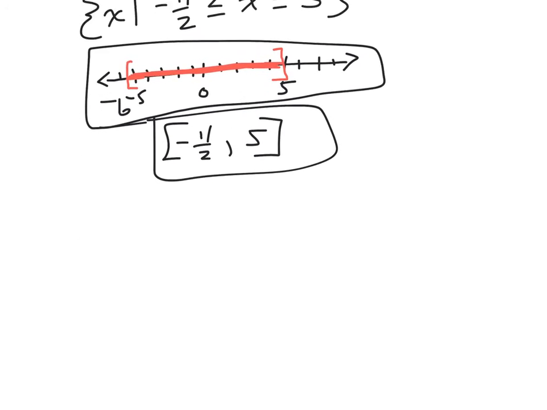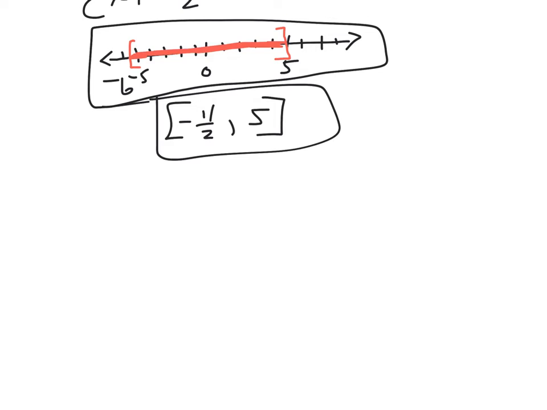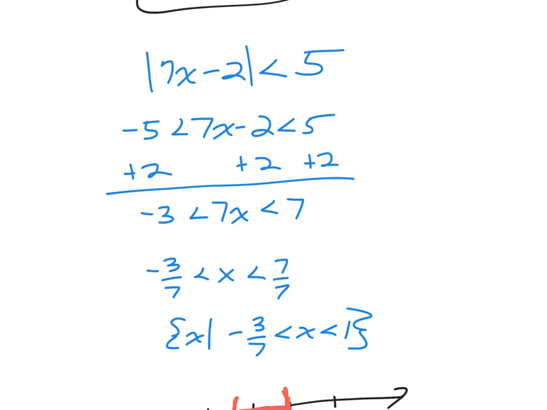I think that you guys should practice one of these. So, why don't you go to work on the absolute value of 7x minus 2 is less than 5. Did you get negative 3/7 less than x less than 1? I wrote it as 0.42. Okay, all right, I can live with that.